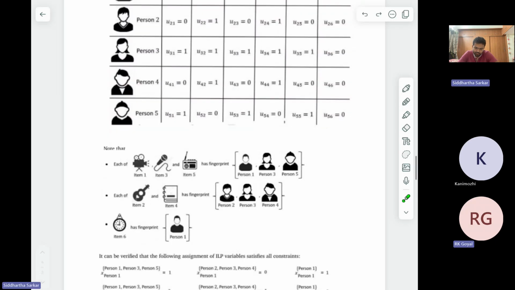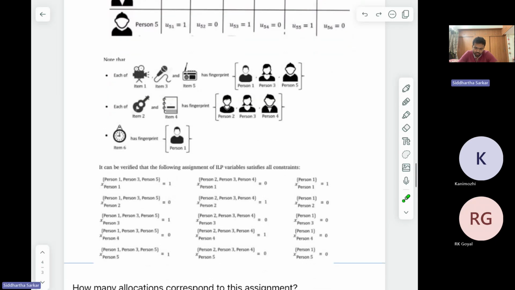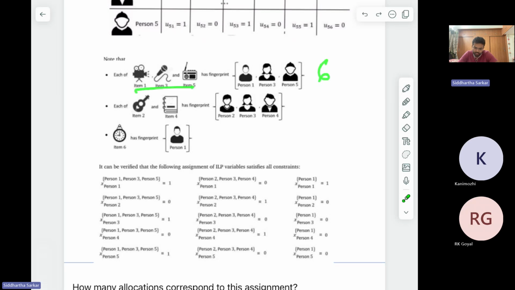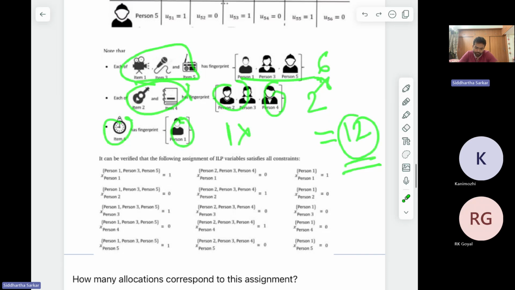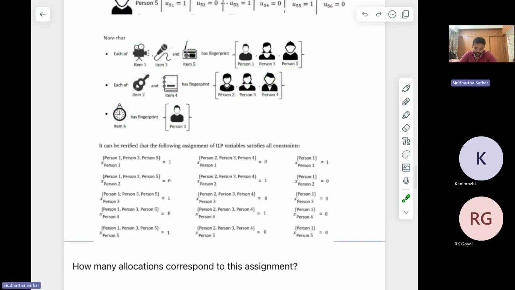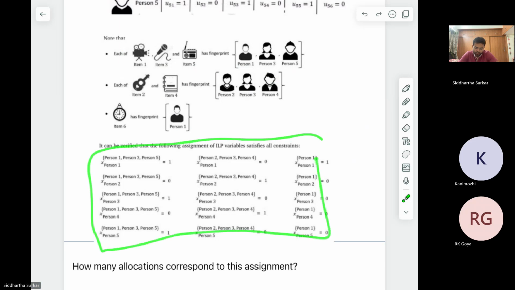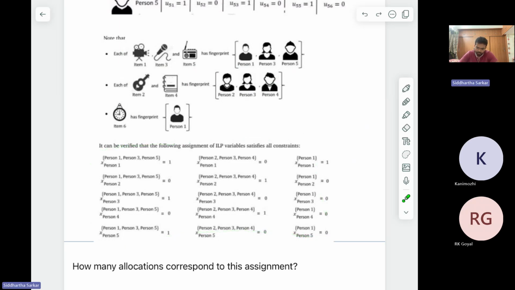So that was the issue. Otherwise, you are right. So 6 ways of allocating these three to them, and 2 ways of allocating these two to two of them, and 1 way of allocating this to this. So these things are independent events. So there are 12 ways to allocate these items freely according to this assignment. So this is 12. This is the answer.